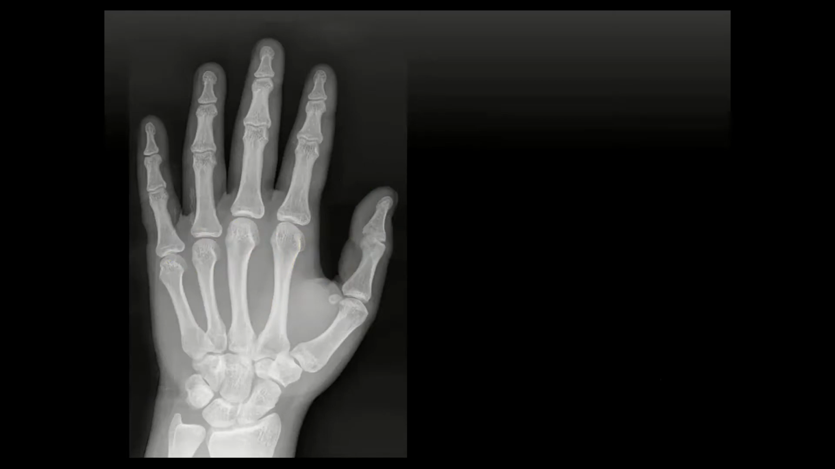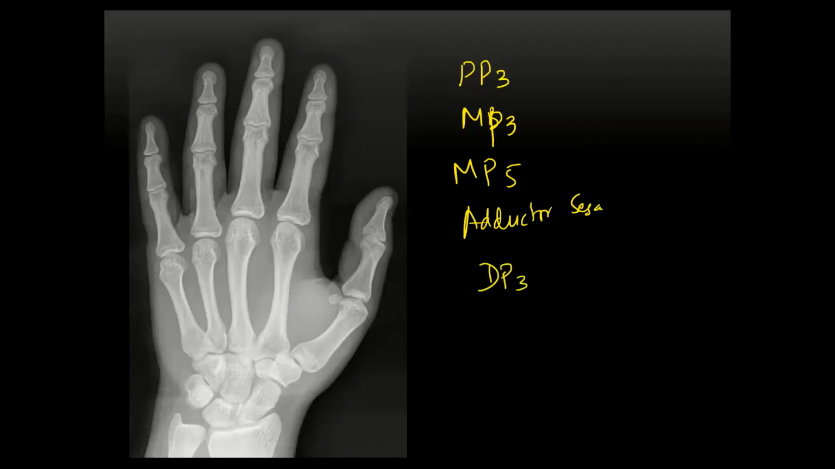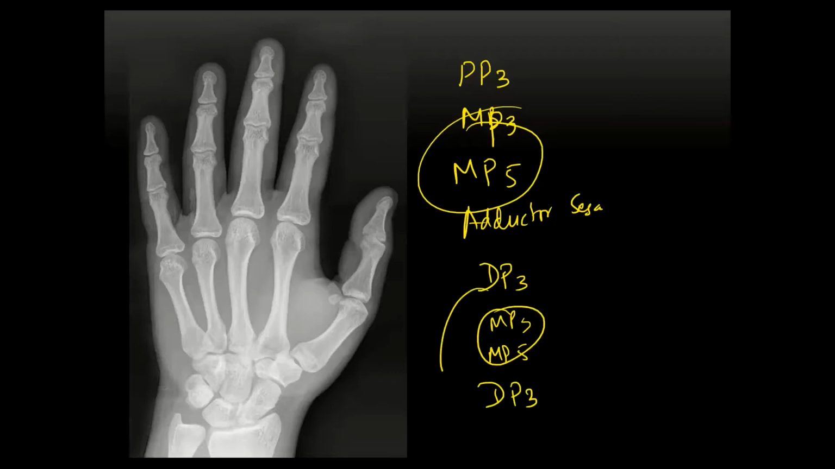I'll write the index, and I want you to learn this. The Fishman index stages are: first PP3, MP3, MP5. Then the adductor sesamoid. Then DP3, MP3 and MP5. Then DP3, PP3 and MP3, all threes. And the last one is the radius.